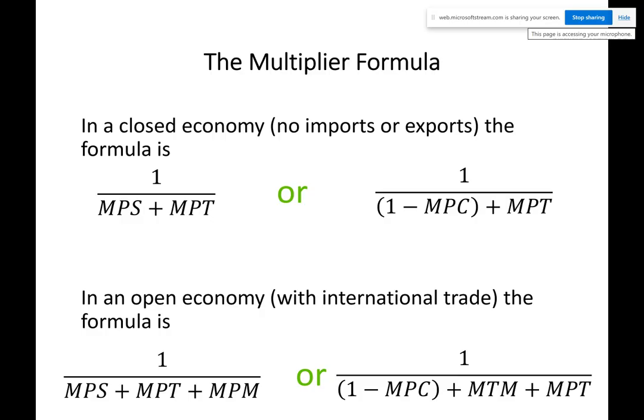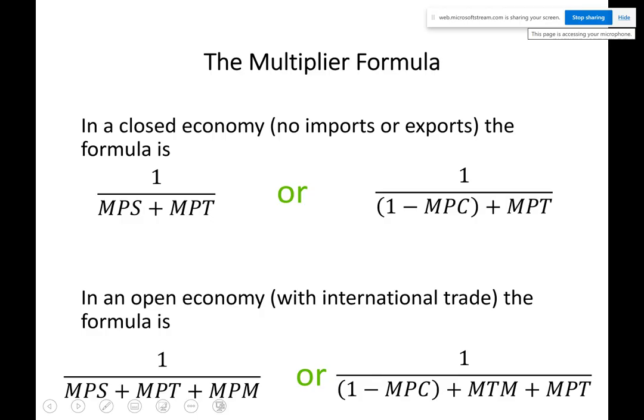The bottom one is an open economy. This is an economy where international trade occurs, which is essentially 99.9% of countries around the world. They trade. The only difference between the top and the bottom is that you have MPM, which stands for marginal propensity to import. Are we still here? Cool. Let's have a look at a question.